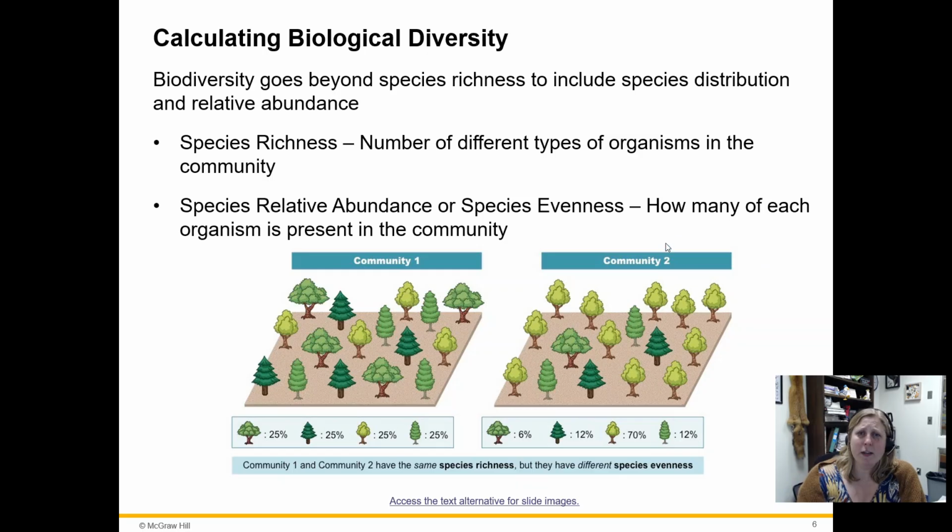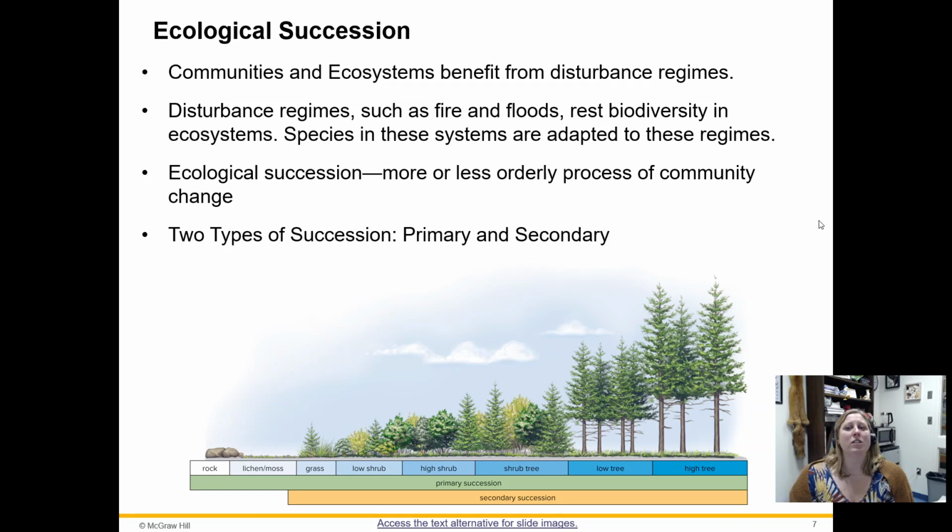Well, one of the biggest ways is to have some of those density independent factors happen, those abiotic factors, things like fires, things like soil disturbances, a tree is uprooted. Because of that, we call those disturbance regimes. Most natural ecosystems and communities benefit from disturbance regimes. These regimes are like the savanna is supposed to burn every year. It's supposed to. Forest fires are supposed to happen naturally.